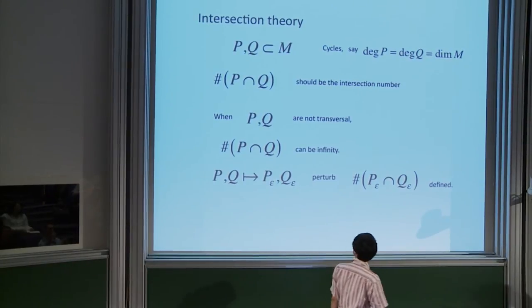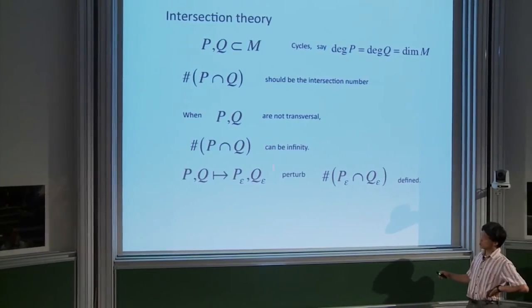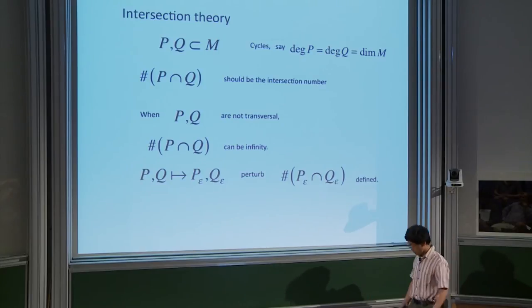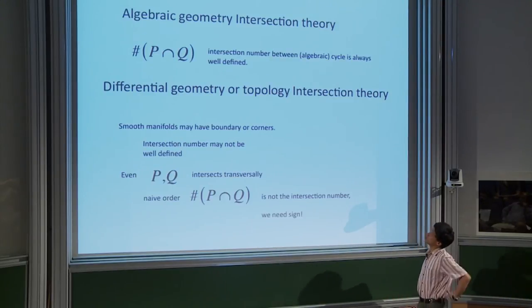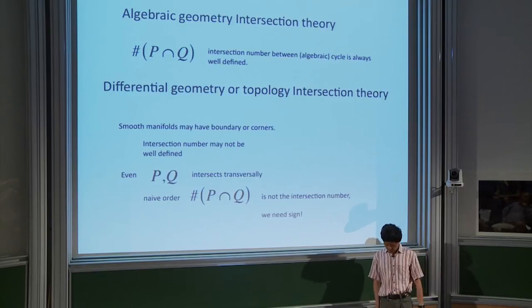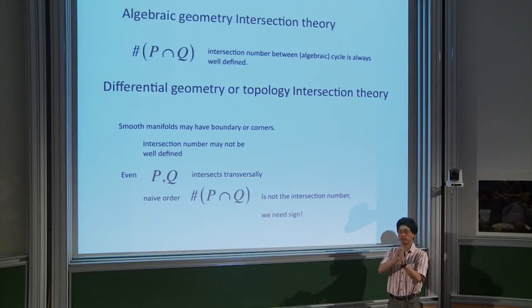Everything works fine. But of course, this works only in case they intersect transversally. And if they are not transversal, then you get an infinite number. So you can just perturb them so that you get a finite number and it is defined. But sometimes one cannot simply do this. And in algebraic geometry and differential geometry, there are some differences around the intersection theory. In algebraic geometry, the intersection of cycles is always defined. And if the intersection is finite, then it is always positive. A negative intersection occurs only in case some components coincide.